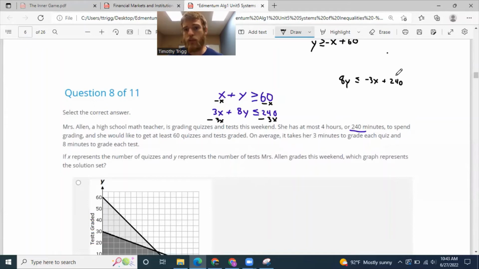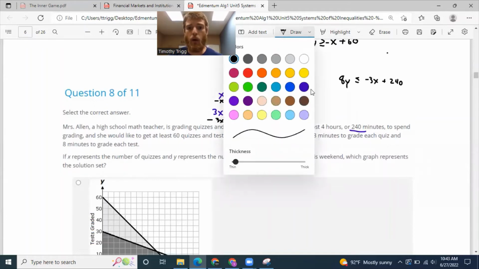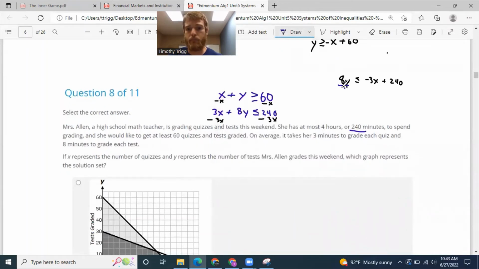Okay, then divide both sides by 8 to get y by itself. Giving us y is less than or equal to negative 3/8 x. And then 240 divided by 8 is 30.